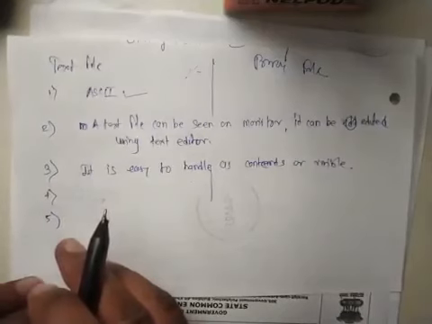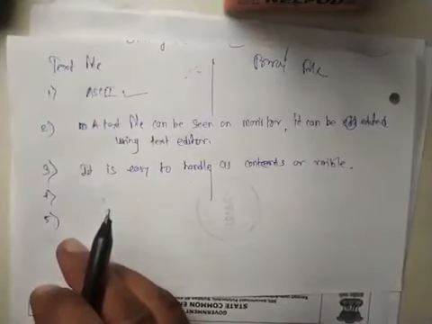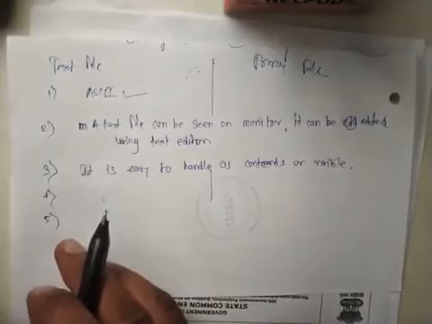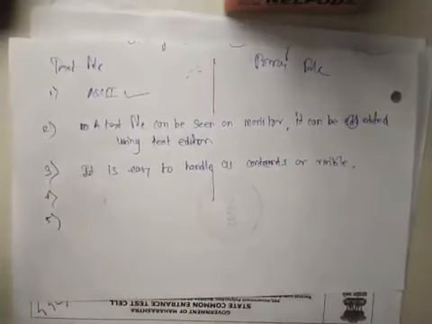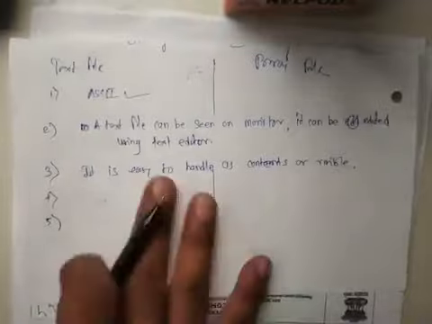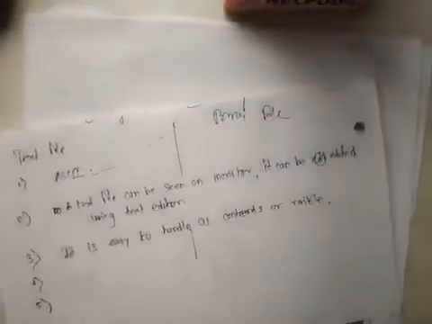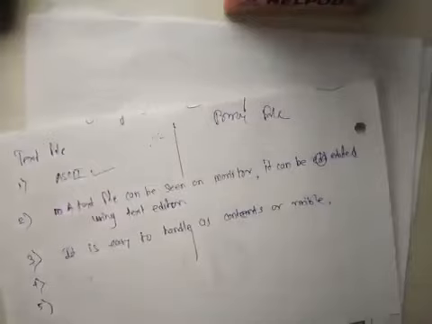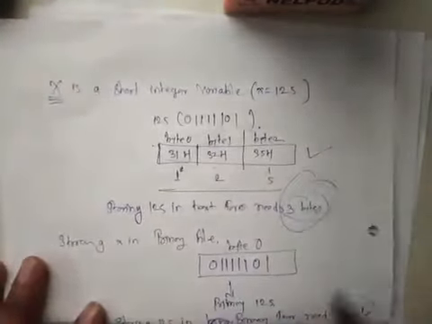Okay, a binary file is more compact. Next point is what? A binary file is more compact and it takes less storage area as compared to a text file. We already saw a small example of that, where the text file takes 3 bytes and the binary file takes only 1 byte.